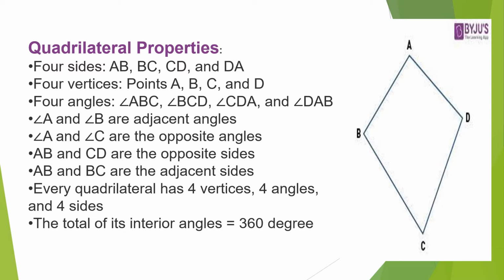Then, every quadrilateral has 4 vertices, 4 angles, 4 sides and 2 diagonals. Children, the total of its interior angles is always 360 degrees. If we sum up the interior angles of a quadrilateral, it is equal to 360 degrees.